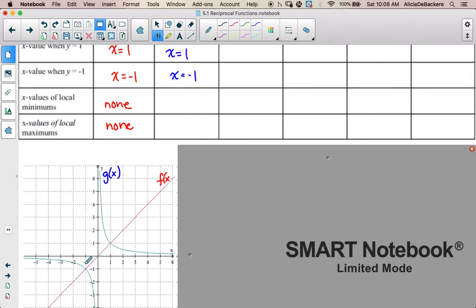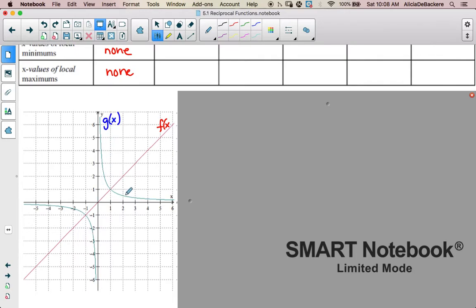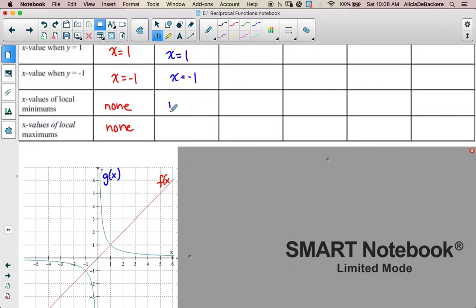And then we're looking for values of local minimums or maximums on my blue graph. Again, there are no minimums or maximums. Here it goes up forever, so there's no maximum point. It goes down forever here, so no minimum point.